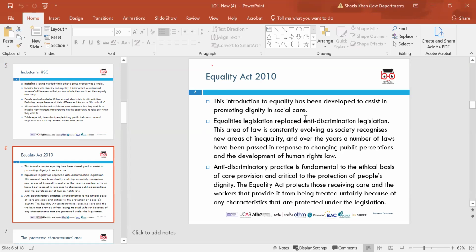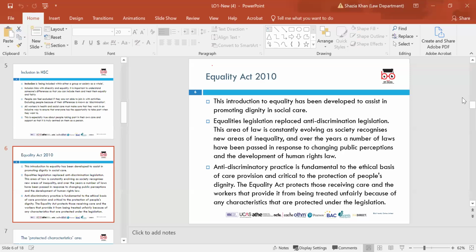The Equality Act 2010 brought various anti-discrimination laws into one single act. So any unlawful discrimination, it could be harassment or victimization relating to one of the equality protected characteristics since 2010 is covered. And we'll look at the protected characteristics next, so you've got a better idea of the elements of that. The reason this act was introduced was promoting equality and dignity within social healthcare.